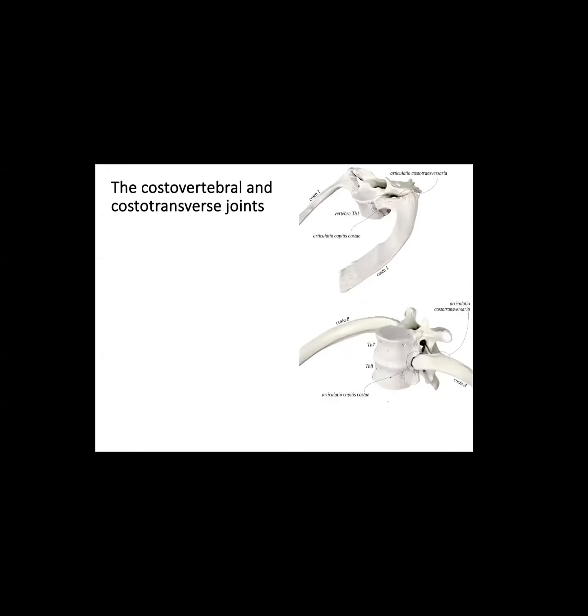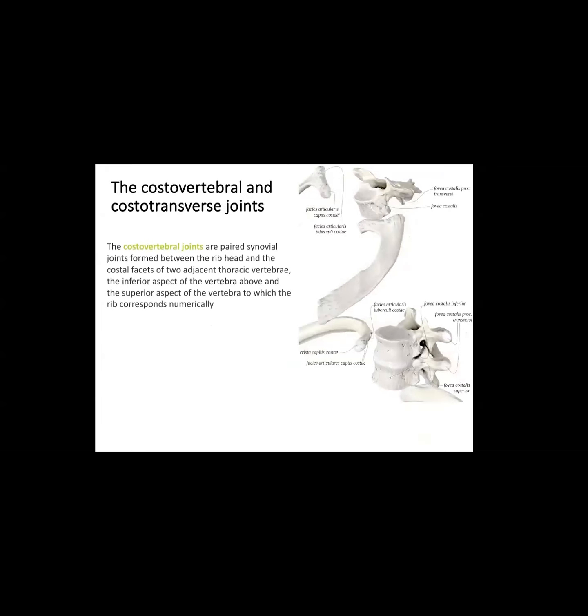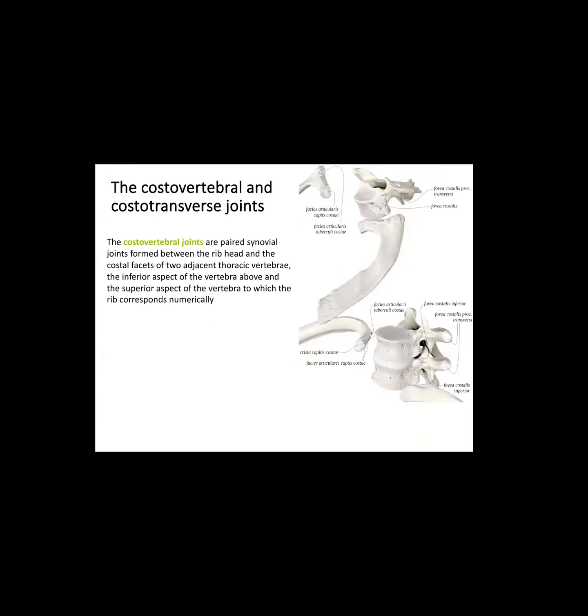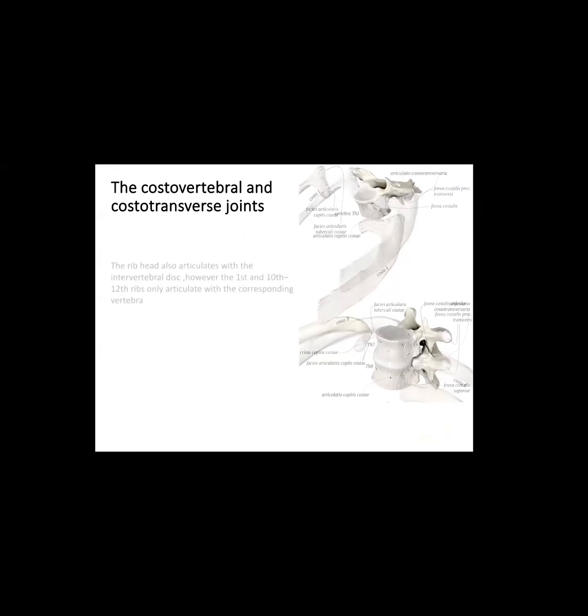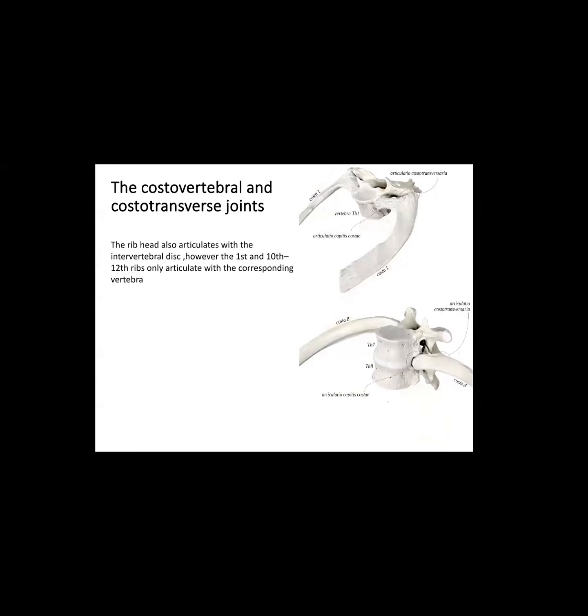The costovertebral and costotransverse joints. The costovertebral joints are paired synovial joints formed between the rib head and the costal facets of two adjacent thoracic vertebrae: the inferior aspect of the vertebra above and the superior aspect of the vertebra to which the rib corresponds numerically. The rib head also articulates with the intervertebral disc. However, the first and the 10th to 12th ribs only articulate with the corresponding vertebra.